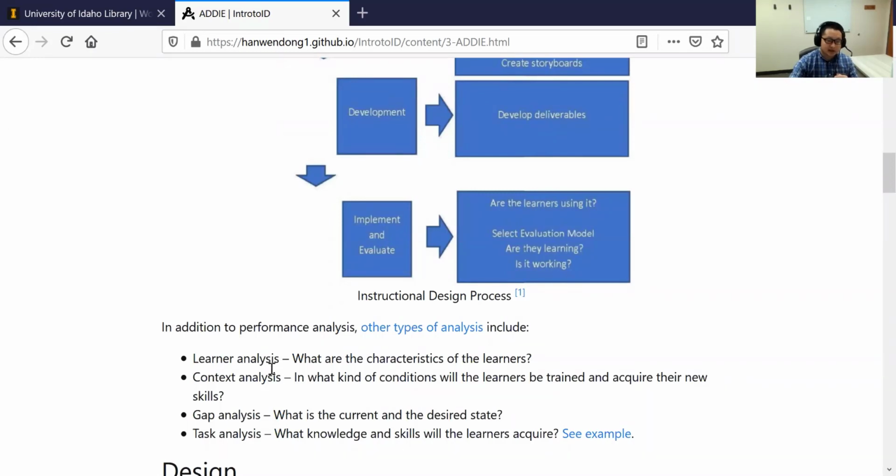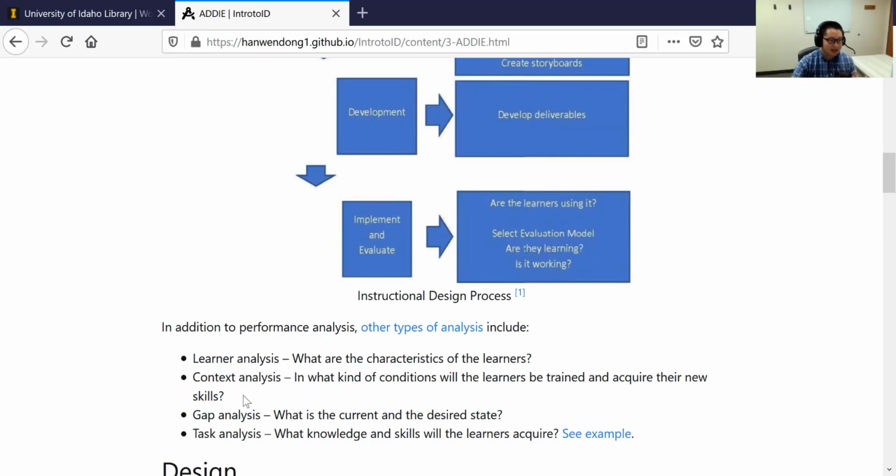So learner analysis. Who are the learners? What is their level of education? What is their motivation? The way we approach undergraduate students might be different from how we approach graduate students, who tend to be older and might be more mature. Some of them might be very busy with their life, if they have a job going on at the same time. So those are the things that we need to take into consideration.